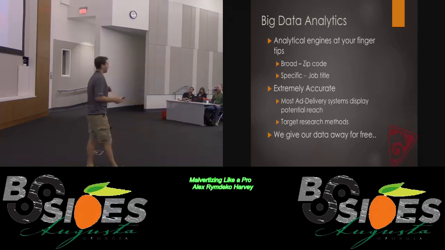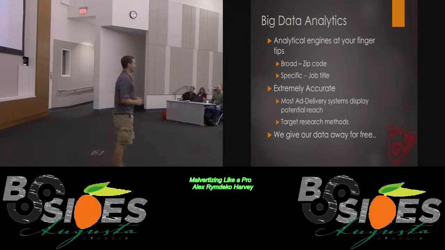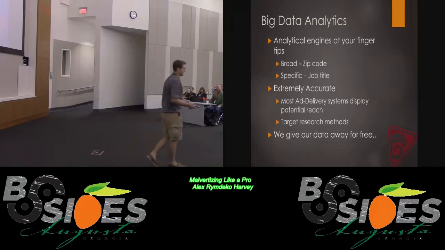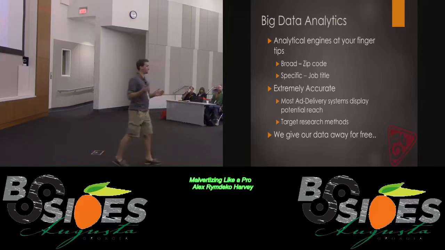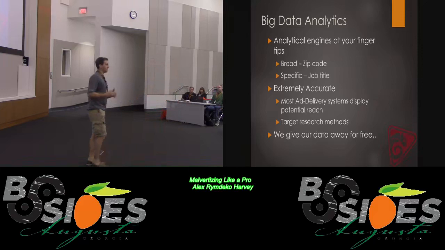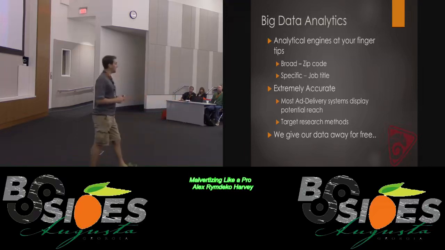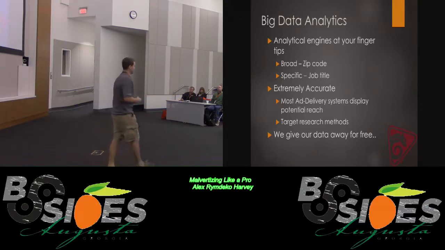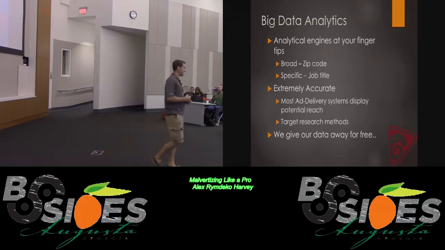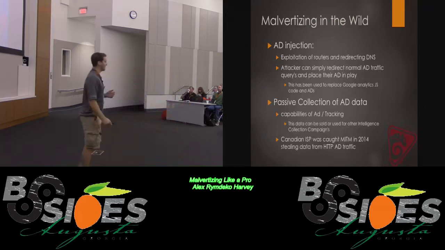So I talked about a broad target before. Maybe I want to target a specific zip code, or maybe something specific like a job title. Things like that can all be integrated into your campaigns. And most importantly, it's extremely accurate. It's almost pretty scary to think of the stuff that you can actually integrate into some of these ads. I don't even know the legitimate reason behind picking some of that, as we'll see as we move forward. And let's talk about some of the malvertising in the wild.